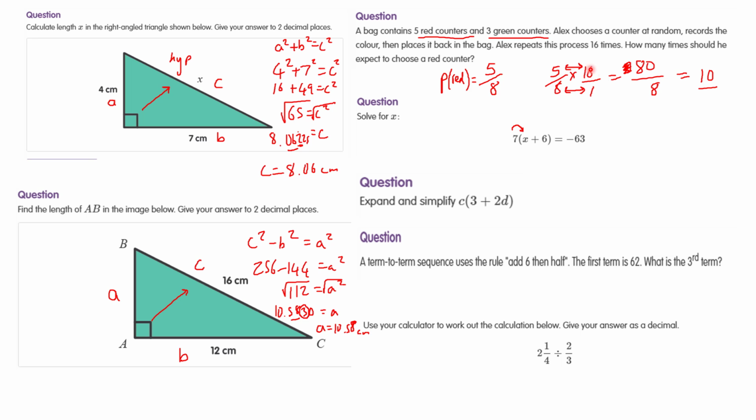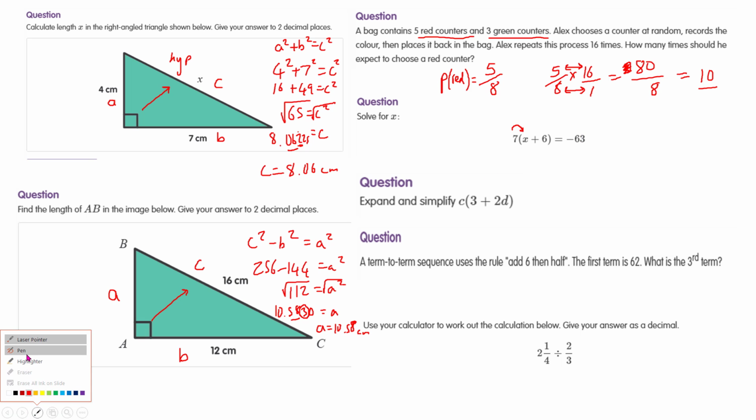So 5 times 16 is going to equal 80. And I've just turned that into a fraction there, so it's easier. And what's 8 times 1 is 8, because 16 over 1 is still 16. So 80 divided by 8 is 10, and that will be the answer to that.